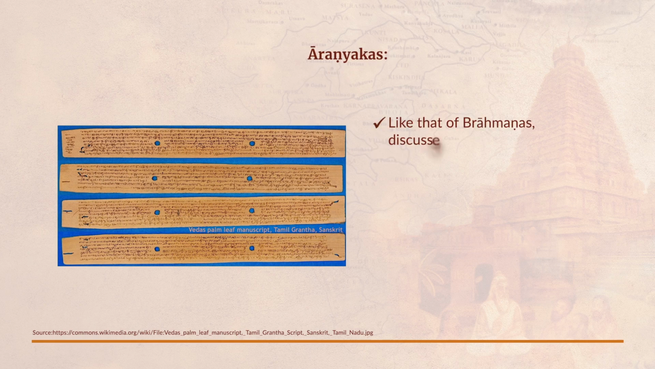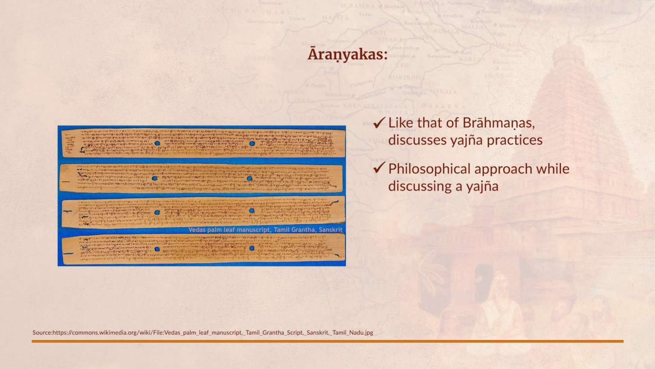Let's move on to Aranyakas. If you look at the content of the Aranyaka, it will appear to be very similar to that of a Brahmana. In fact, both of them actually discuss the yajna practices only. But there is a crucial difference. The Brahmana approaches the yajna from the perspective of rituals to be conducted. It's more bothered about the procedural details and so on. On the other hand, the Aranyakas take a philosophical approach. It discusses the same yajna, but it takes a philosophical approach. Basically, the Aranyakas' main interest is to explain the symbolism and the philosophical aspects of a ritual.